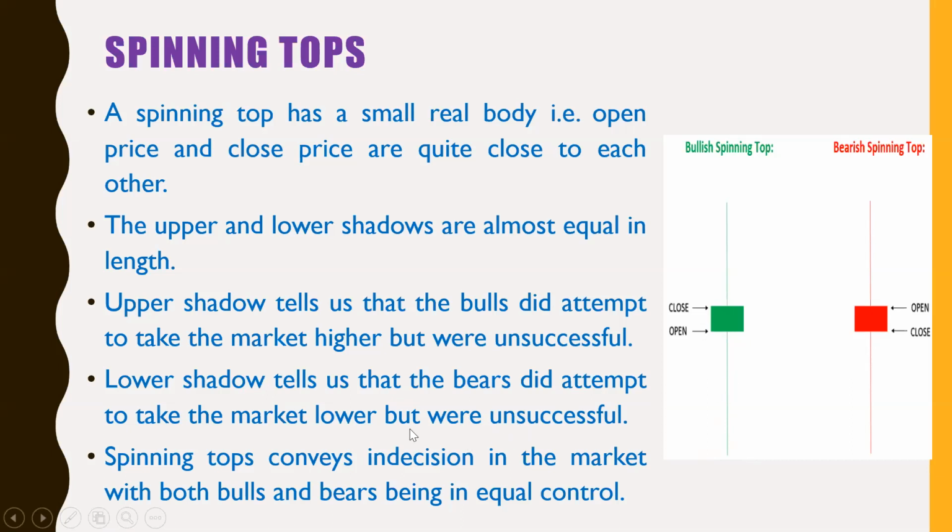So what do spinning tops tell us? If you see such a pattern, you can say it is a sort of indecision, meaning no clear decision. The buyers try to push, and the bears are also in control. So a spinning top conveys indecision in the market, with both bulls and bears in equal control. Correct or not? On this side the bears are in control, and on the downside the bulls are in control.